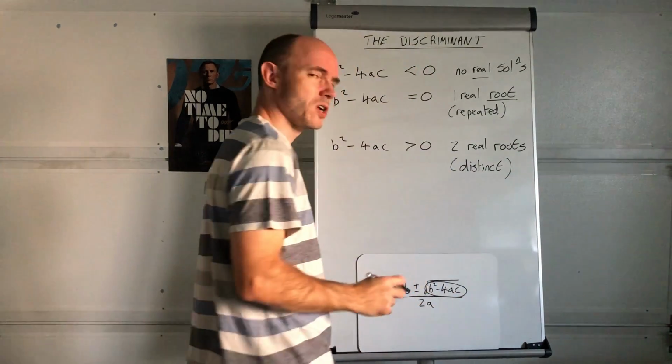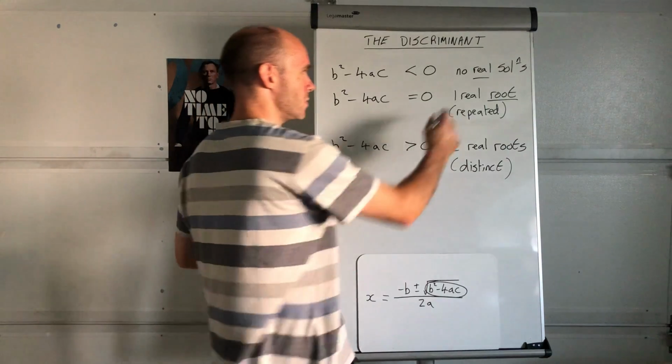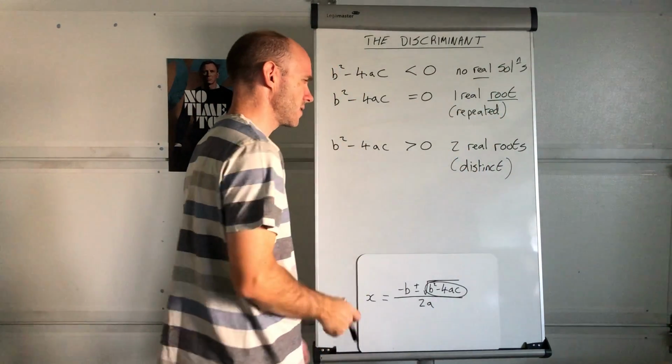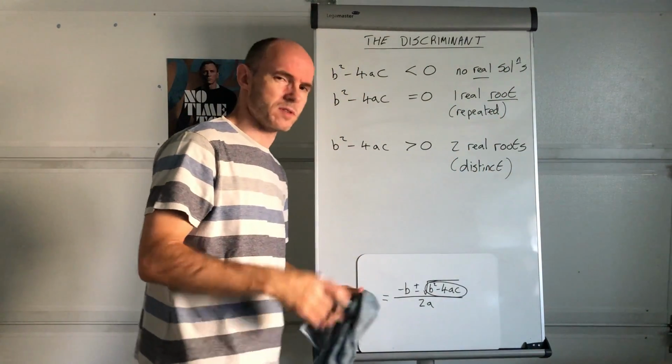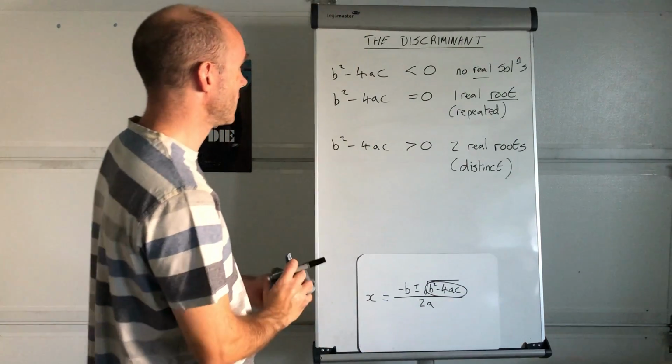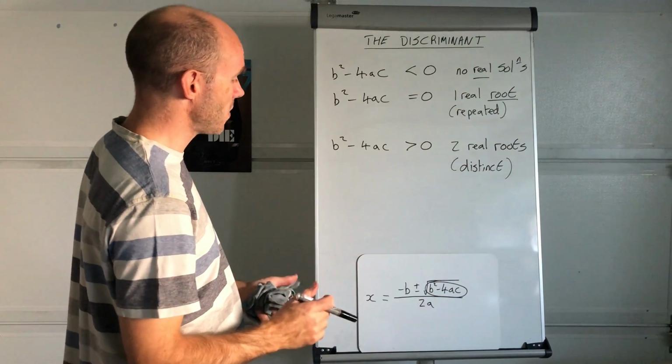These are all mathematical terms I'm using: roots, solutions, repeated, distinct. And I won't give an example because you'd have solved plenty of those. So that's the discriminant, and that's why it's important.